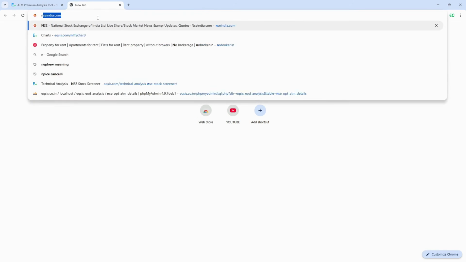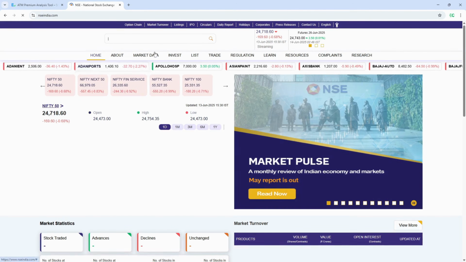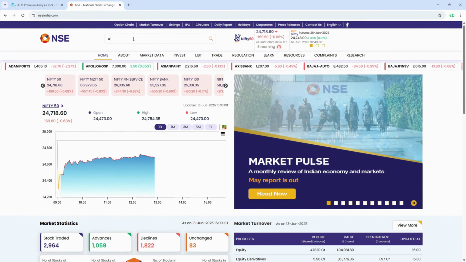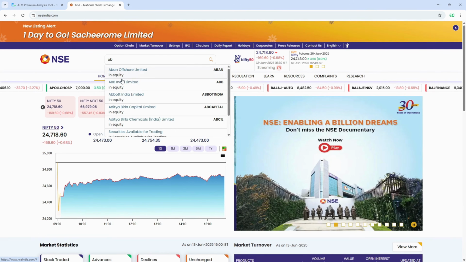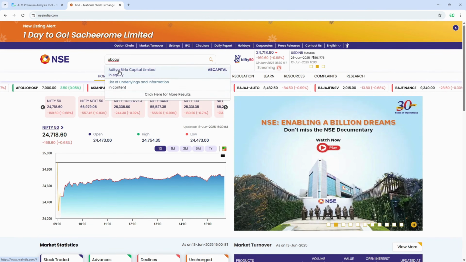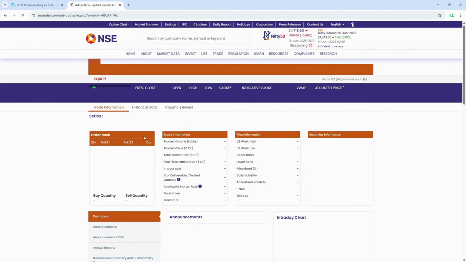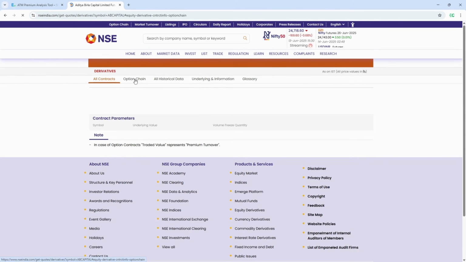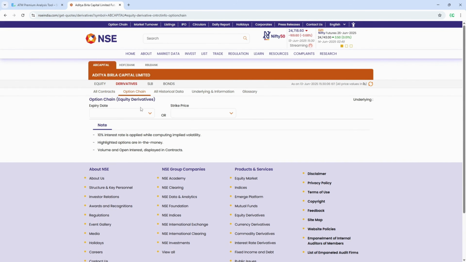So go to the NSE website here and go to AB Capital. Go to AB Capital here, and you have a lot of data loading here. Go to derivatives and go to option chain. Allow this to get loaded.